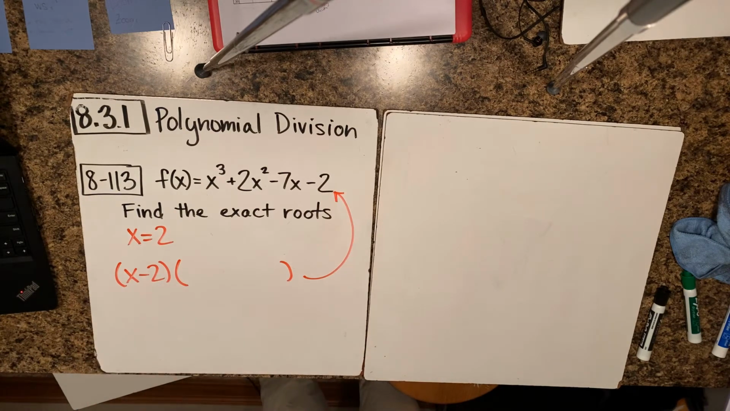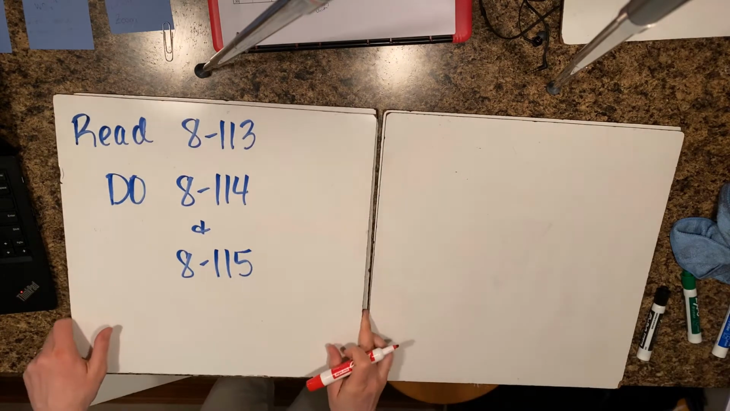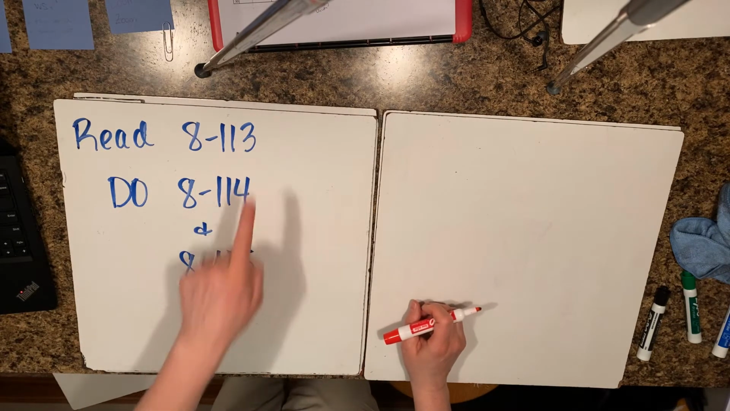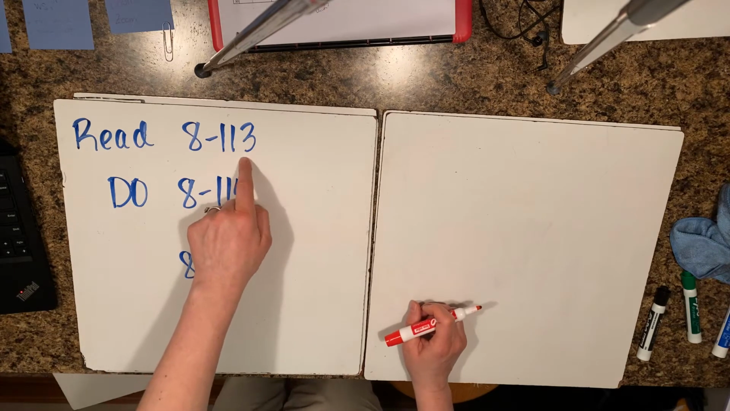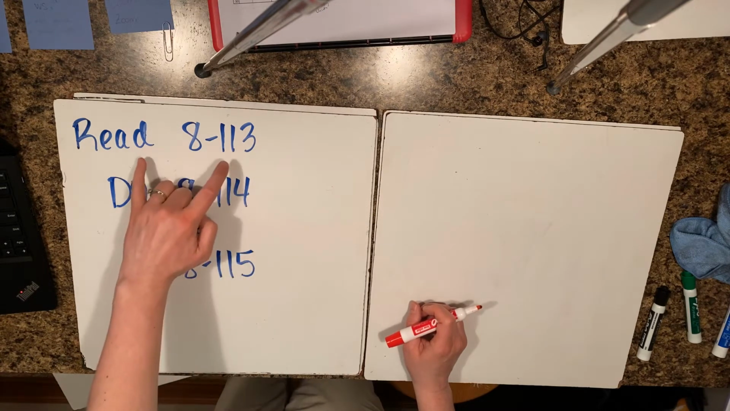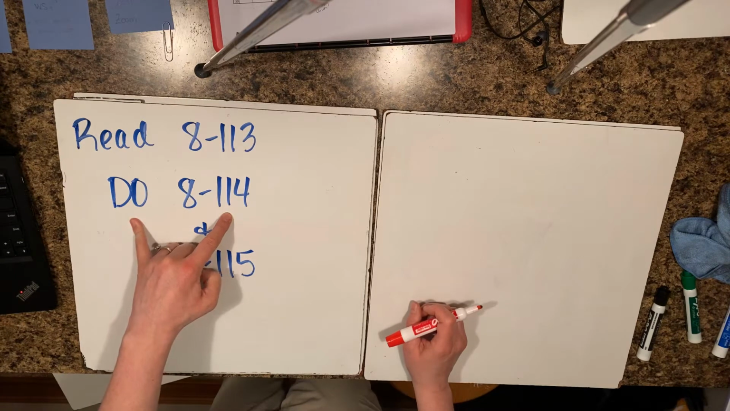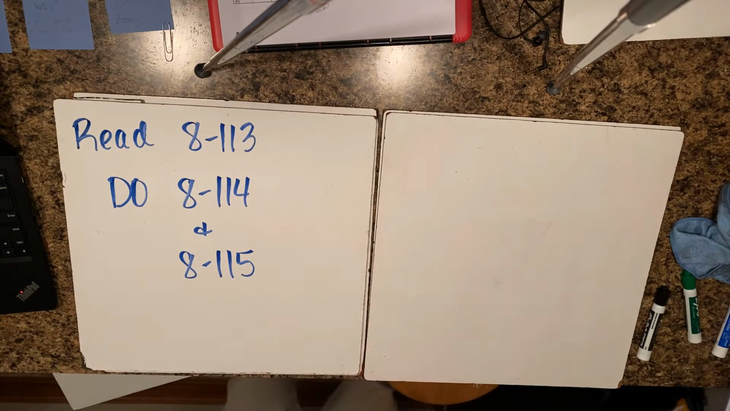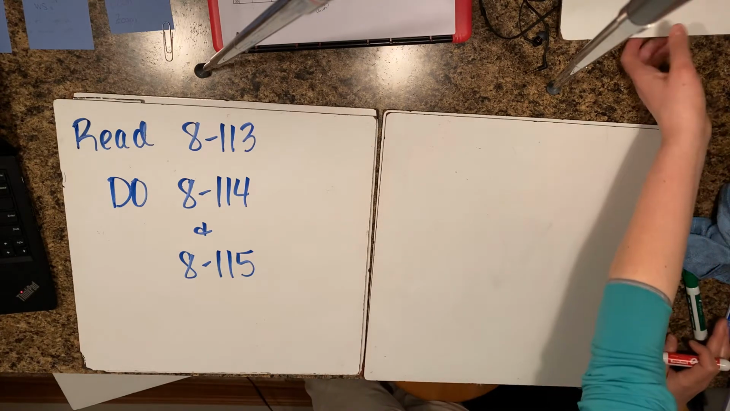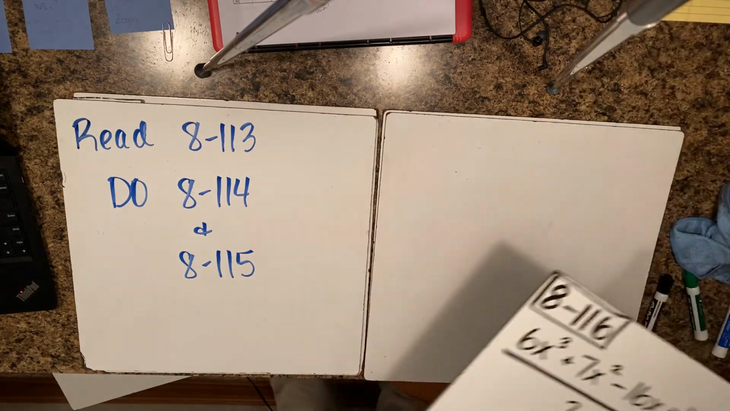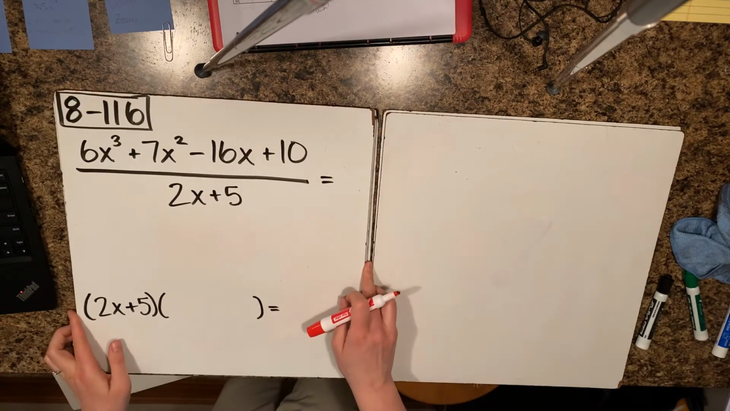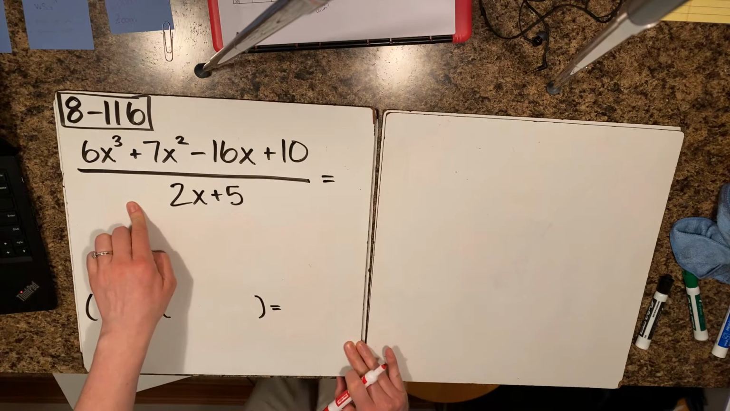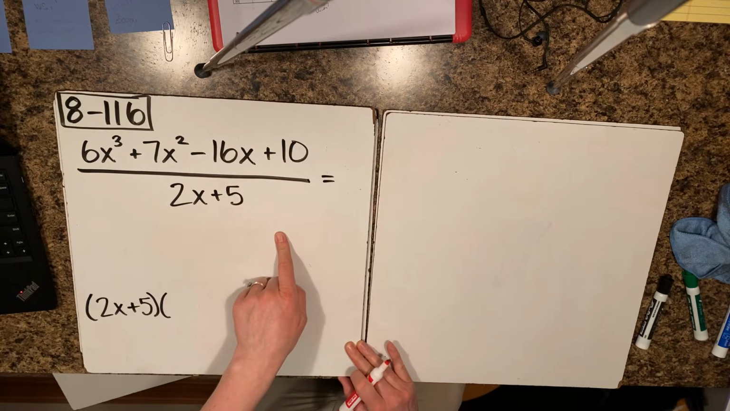Okay, so your next job is going to be to pause the video. You're going to read 8-113, the news article. We just did the beginning part of 113. You don't have to do anything with this, just read it. You do need to do 114 and 115. It works you through some exercises that get you ready for number 116. Okay, so for 116, this is just showing you how do we divide polynomials.